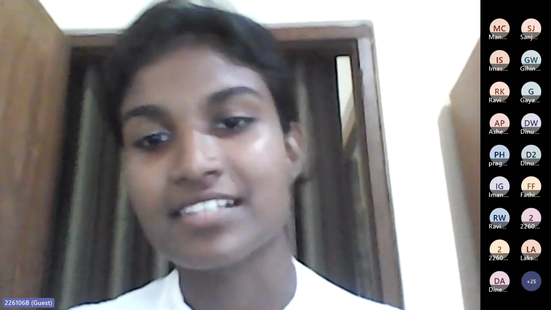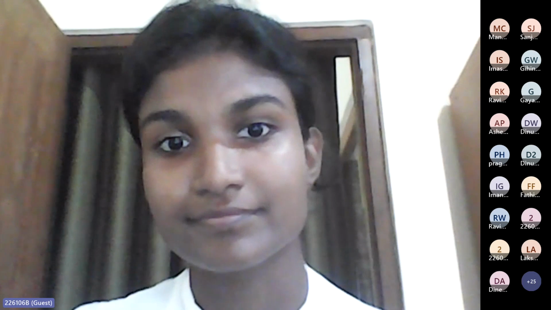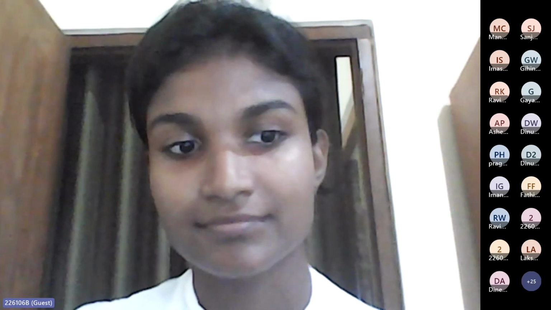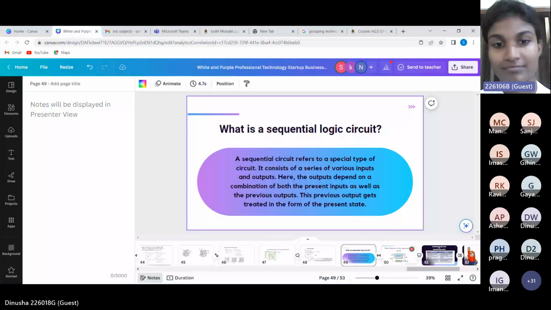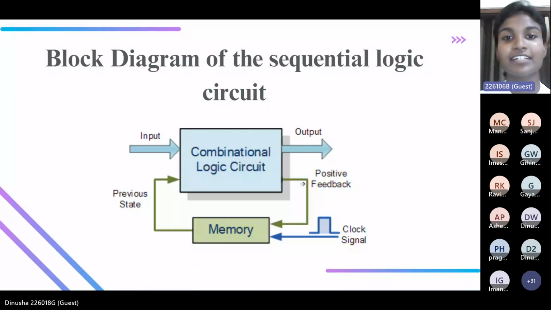Dinusha, can I have the next slide, please? And here is the block diagram that I described before. Next slide.